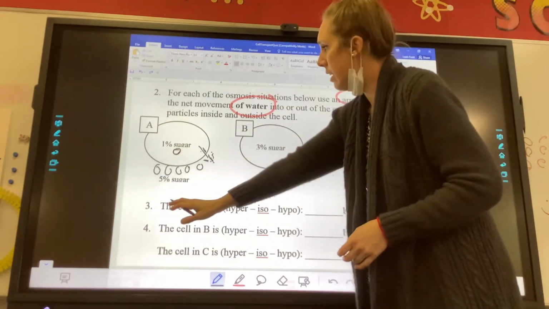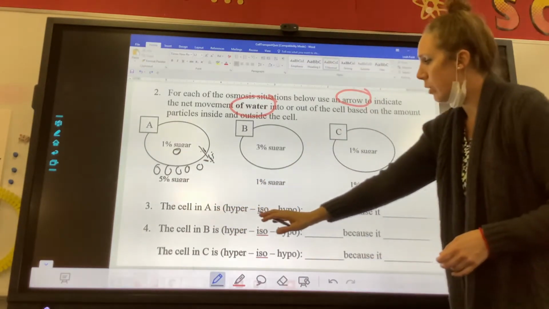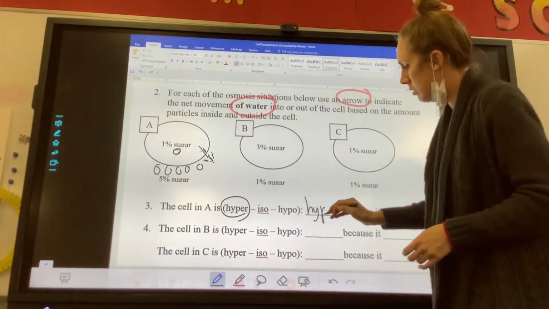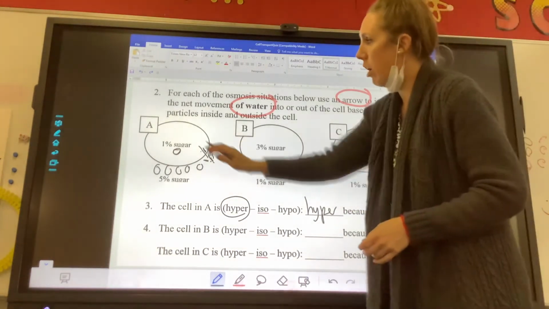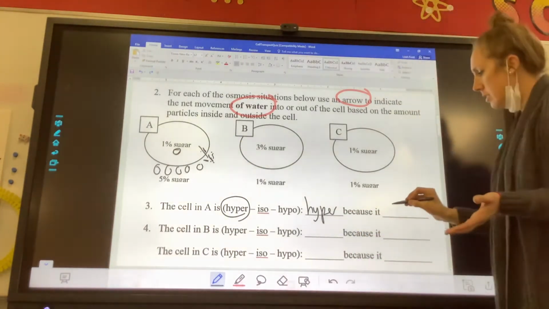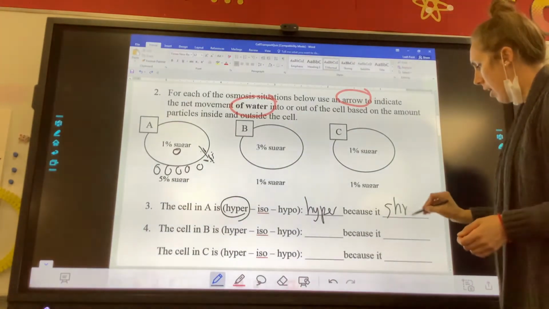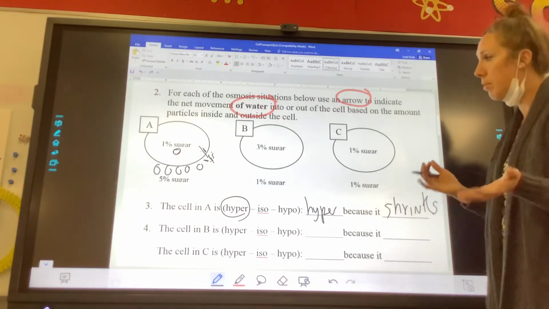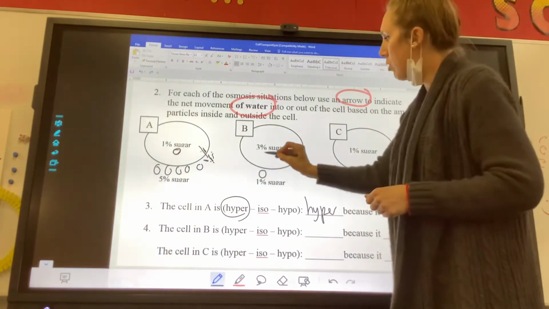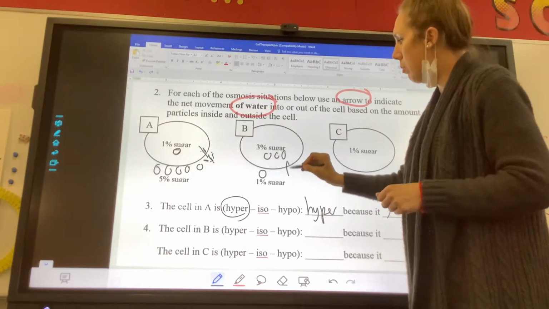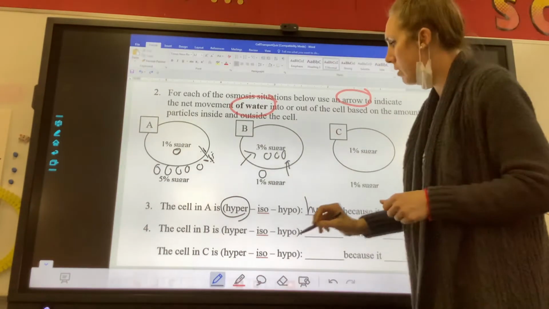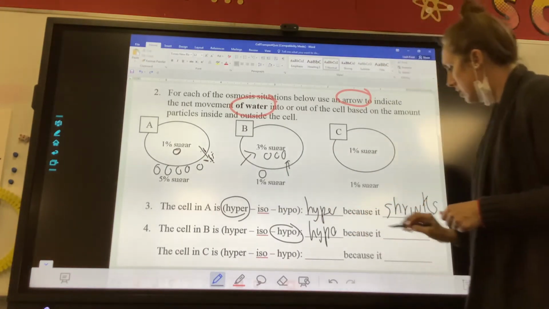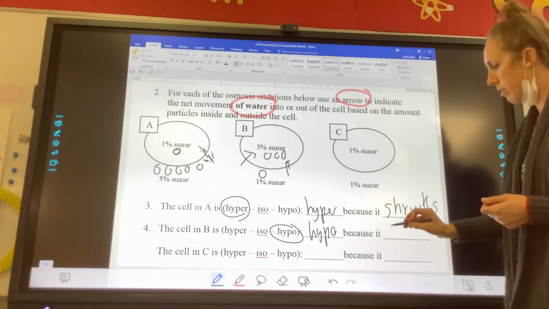Okay, in cell A, it is going to be hyper because water is going to leave. I'll just say because it shrinks. I could write because it loses water. Okay, 1 particle versus 3, water goes to the party. Water is going to fill the cell. So it's going to become hypo because it swells, gains water, whatever you want to write.